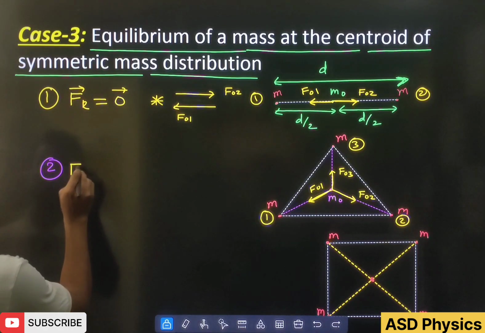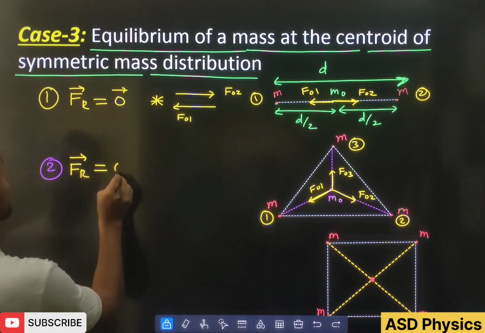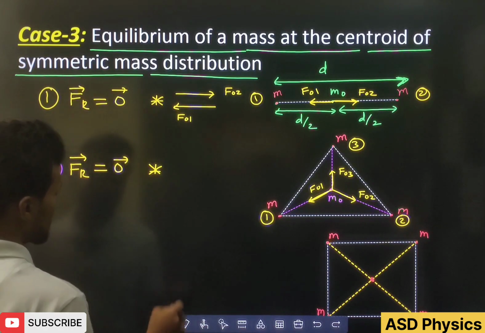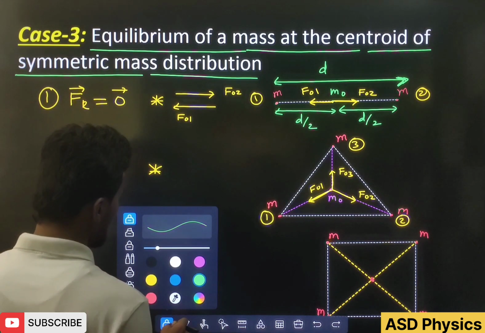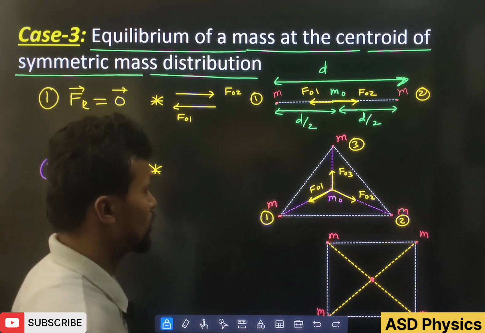So what will happen here? This resultant force will be 0. How can I tell that? Because all these vectors will be in the same order and they will make one closed polygon. How can I tell?